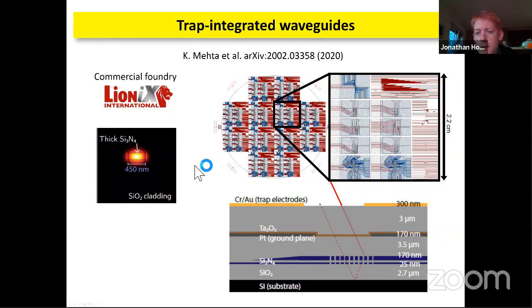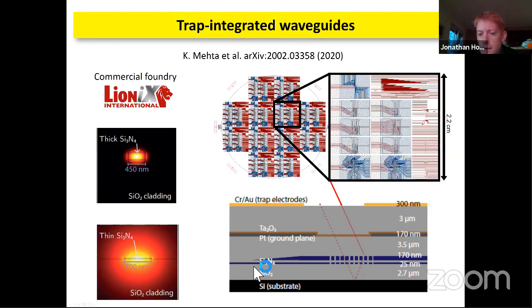So the nice thing about the fabrication these guys can do is that they have another layer of the silicon nitride where they can make it much thinner. And there the mode is now much expanded and matches much better to what you have coming from your optical fiber. Yeah. So why is that important?